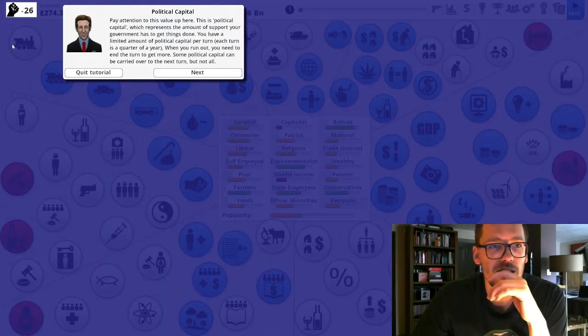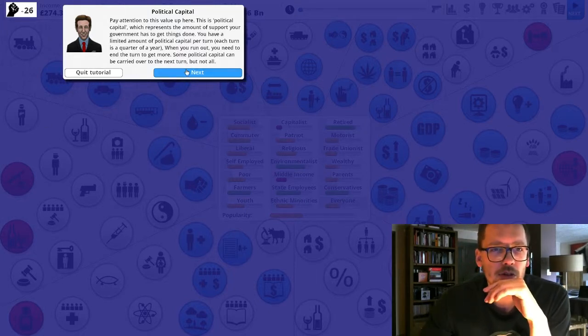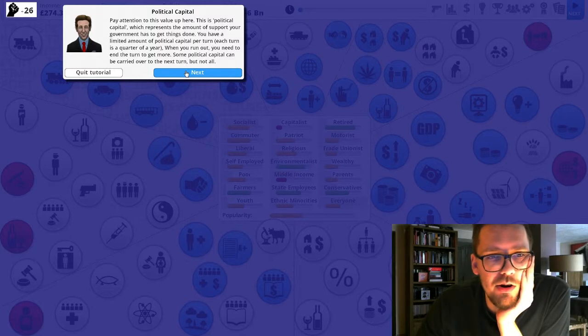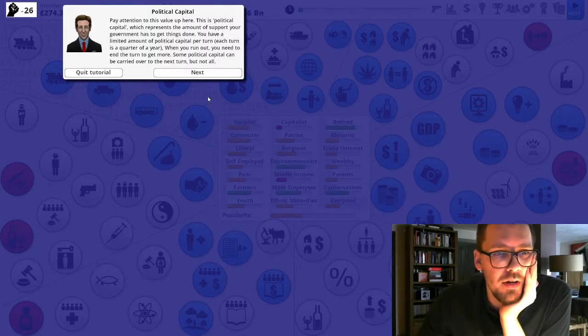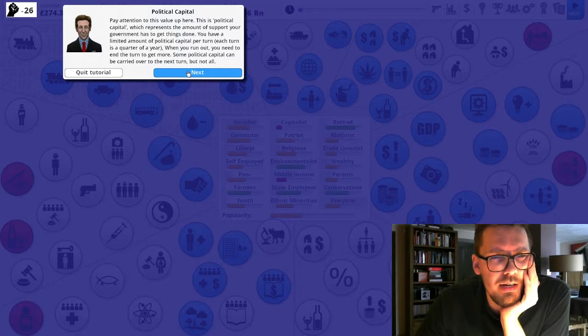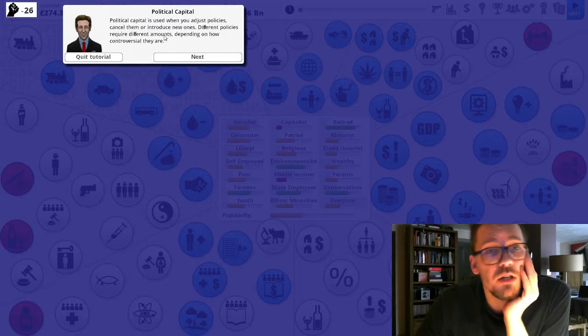Pay attention to this value up here in the upper left corner, the amount of support your government has to get things done. You have limited political capital. When you run out, you need to end the turn to get more. It is used when you adjust policies.